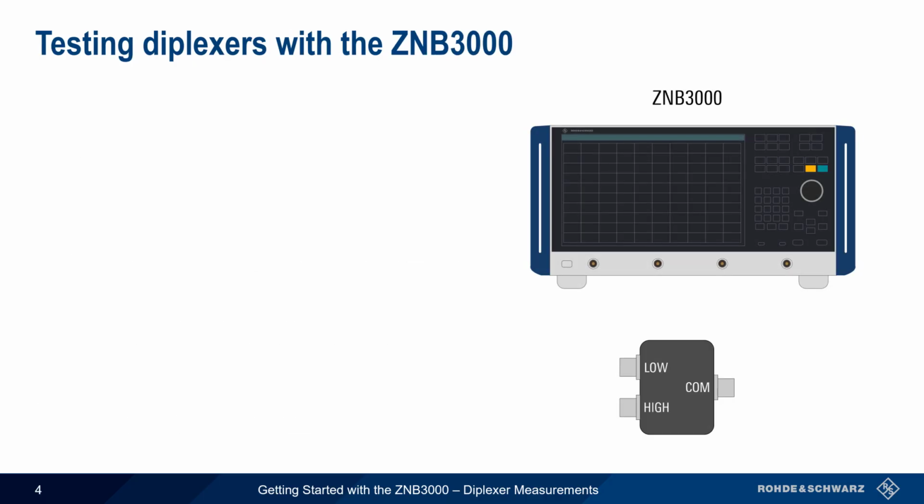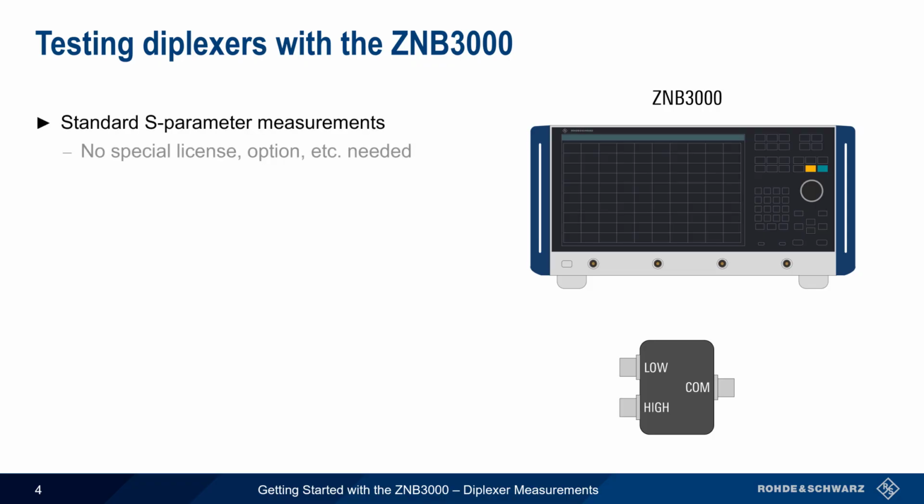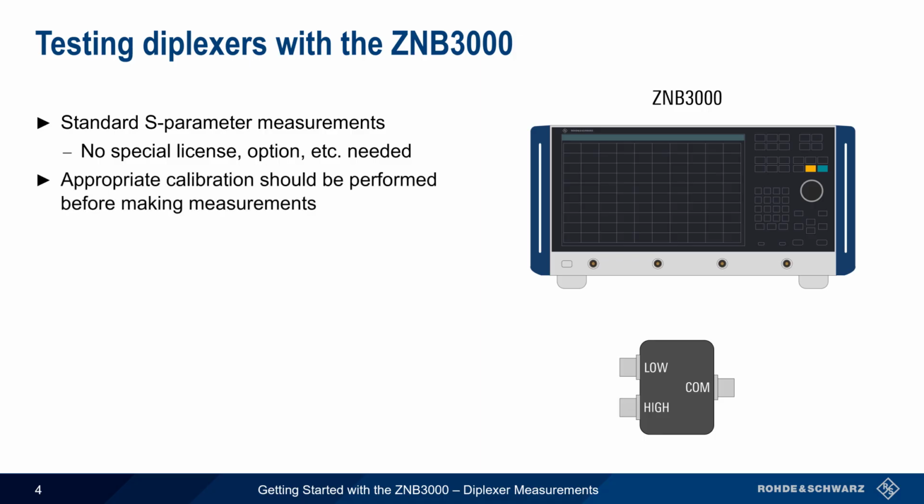Diplexer measurements using the ZNB3000 are standard S-parameter measurements and do not require any special licenses, options, etc. As with most VNA measurements, an appropriate calibration should be performed when making these measurements. In the interest of time, we won't be covering calibration in this presentation.